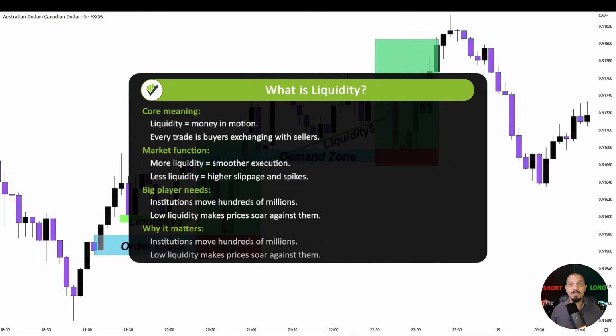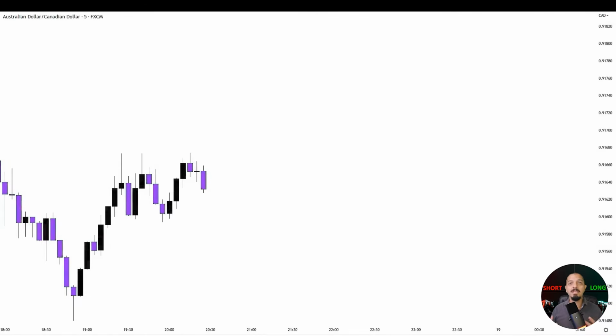Liquidity essentially means money. Every trade is an exchange between buyers and sellers. The more money flowing through the market, the easier it is for big players to execute large orders. Imagine a major company needing to convert hundreds of millions of dollars into euros. If they do it when liquidity is low, prices will soar. They want to avoid moving the market because their goal is to buy cheap. That's why they need liquidity. In other words, they need sellers in place.